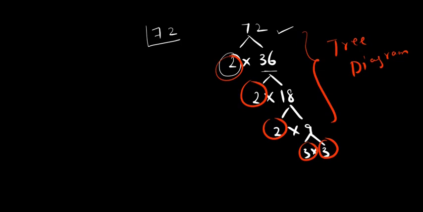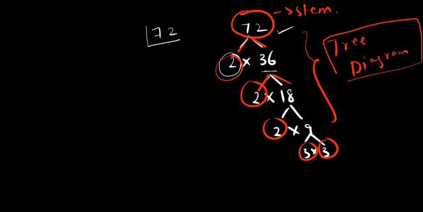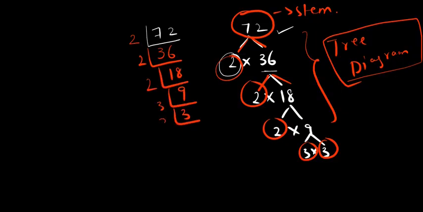It is looking like a tree, right? A single stem or trunk of a tree with multiple branches, like a tree diagram. This is the tree method, and this is the normal division method. You divide with 2, then the quotient will be 36. Again divide with 2, 18. Again with 2, 9. 3, 3, 3, 1.